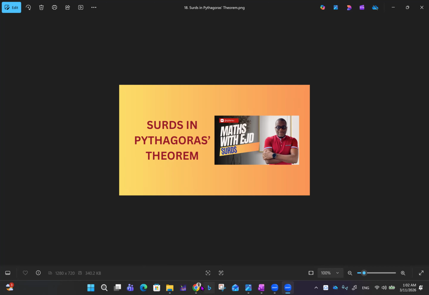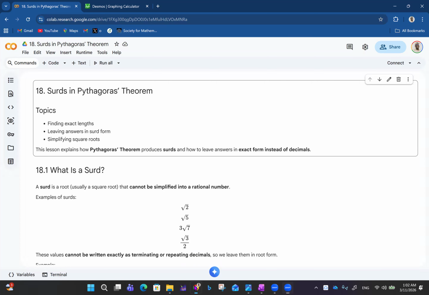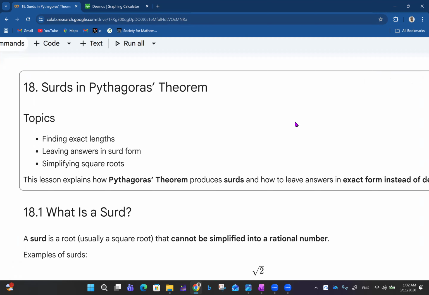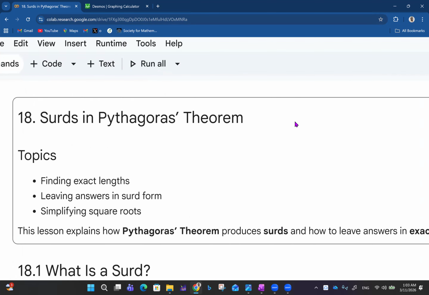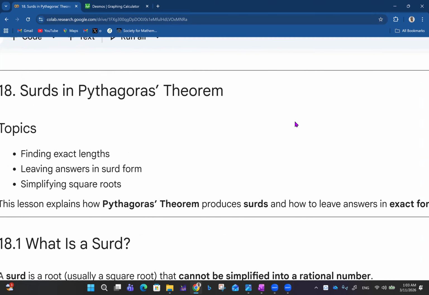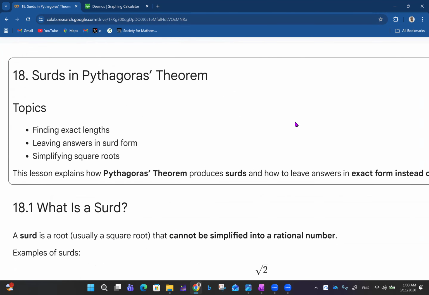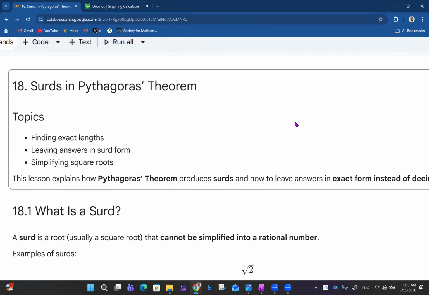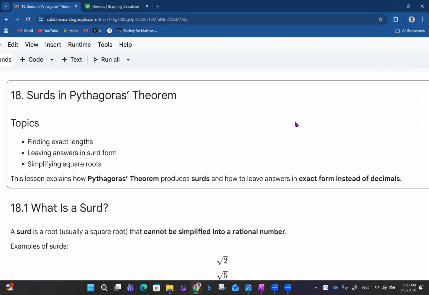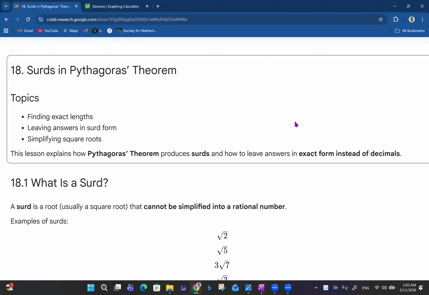So we come across surds in Pythagoras theorem a lot. In fact, this is one of the earliest breakthroughs in mathematics, the Pythagoras theorem. Okay. So, surds and Pythagoras theorem, the topics we are to consider here will include things like finding exact lengths, leaving answers in surd form, simplifying square roots. This lesson explains how Pythagoras theorem produces surds and how to leave answers in exact form instead of decimals.